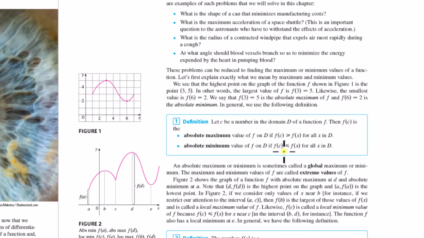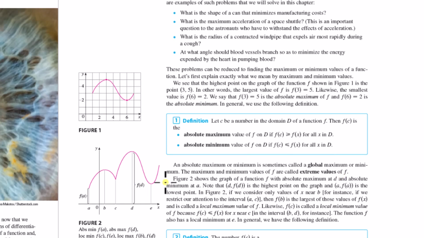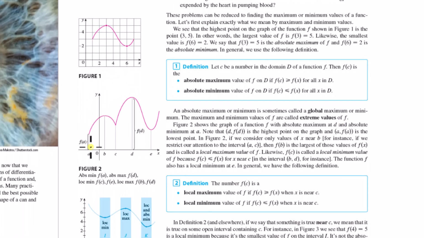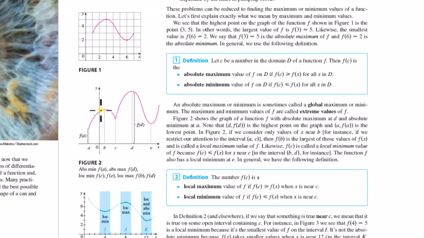And a similar idea for the absolute minimum. These absolute maximums or minimums are sometimes called global maximum or minimum. The maximum and minimum values of f are called extreme values of f. Okay, so if we take a look at this graph here, for the entire domain of this function, for any x that you can put in, the absolute minimum is f(a) here, or a, however you want to look at it. And the absolute maximum is this f(d).